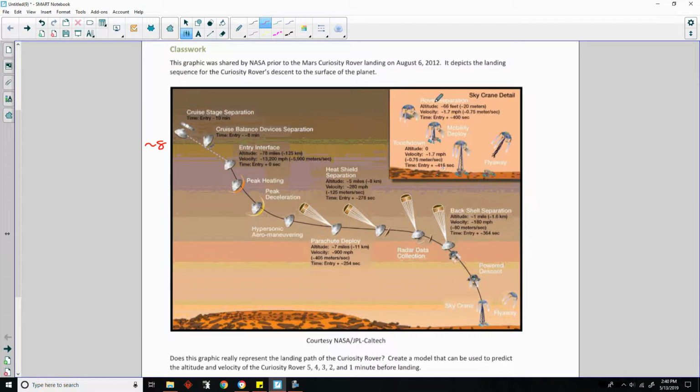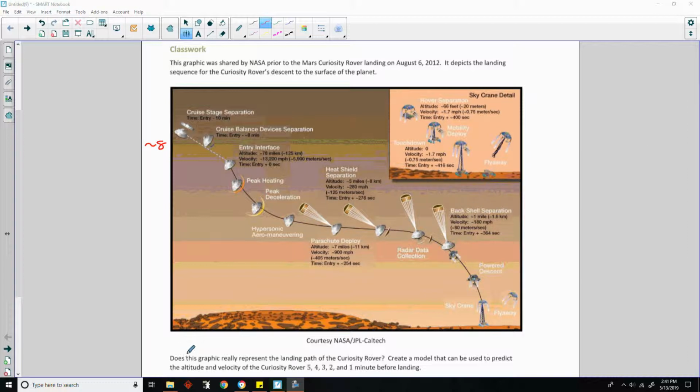So the sky crane details up here. Rover separation 66 feet. Velocity approximately 1.7 miles per hour. Time entry, it took approximately 400 seconds. And then the touchdown, altitude 0, velocity approximately 1.7 miles per hour when it landed, and the time entry was approximately 416 seconds. And then it flew away.